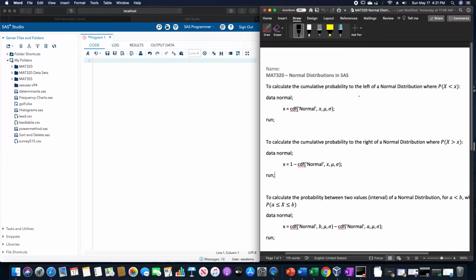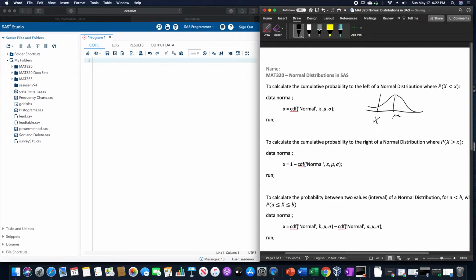Let's go over how to calculate probabilities involving the normal distribution in SAS. The overall structure for a cumulative probability to the left is x = CDF('normal', x, mean, standard deviation). That would be if we were to draw a normal distribution.